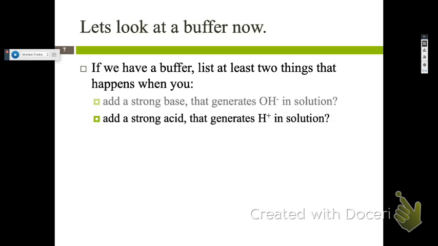So if we have a buffer and we're adding strong acid that generates H plus ions in solution, what are some things we can say that change in that solution? I'm going to give you guys 30 seconds, and I'm calling on Laura, Chelsea, and Savannah.